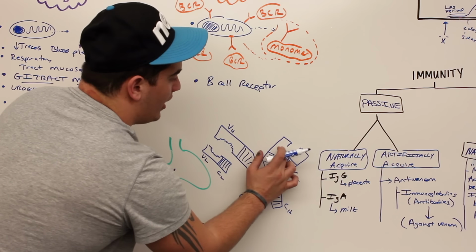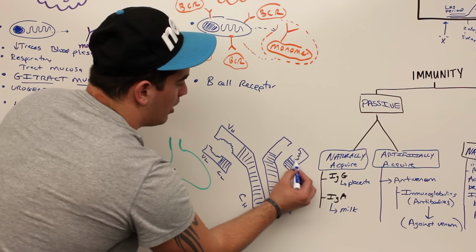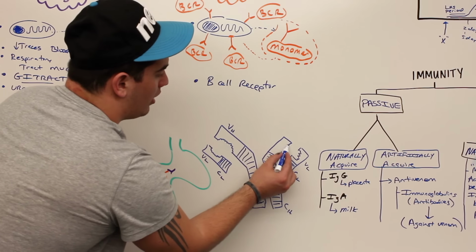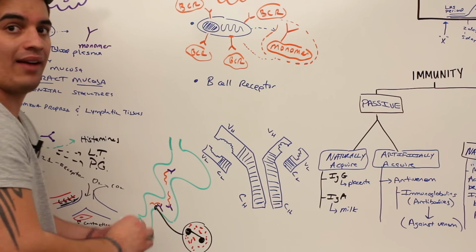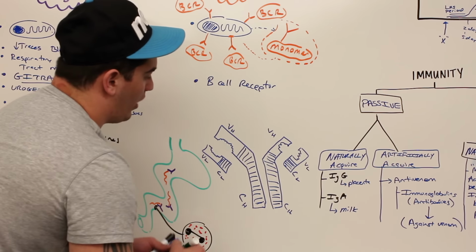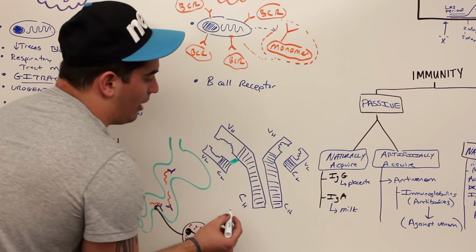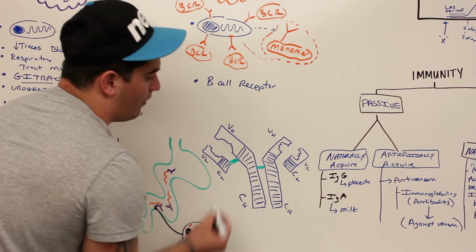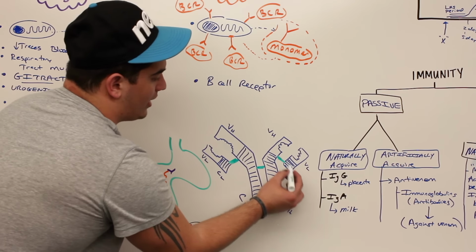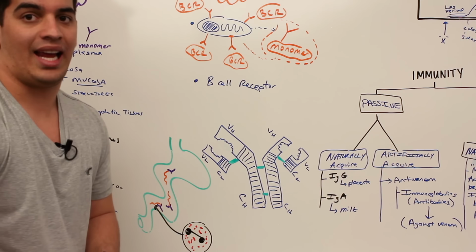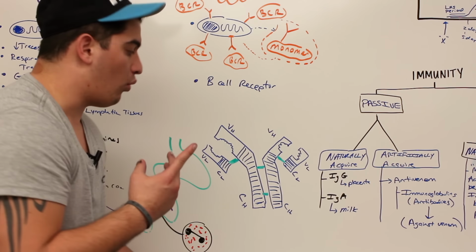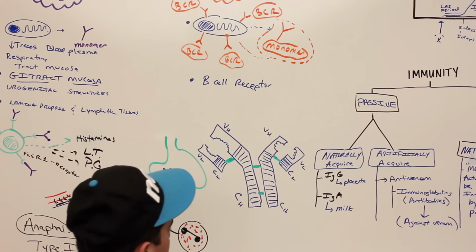And the same thing over here. This would be variable light chain. This would be variable heavy chain. And then look what we have connecting these guys together. Right here, we're going to have disulfide bonds linking that guy together, disulfide bonds linking this part together, and disulfide bonds linking that guy together. This is the structure of the antibody. Why is this important? All right, let's finish up here.